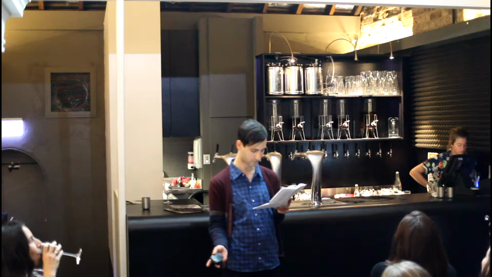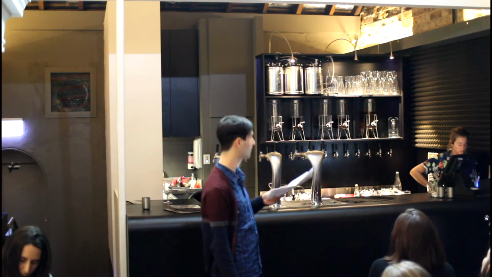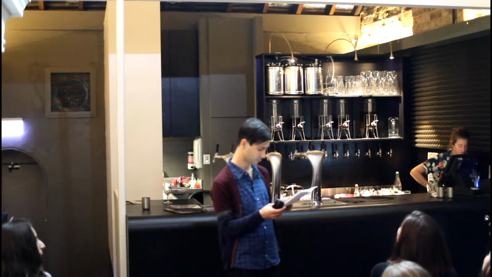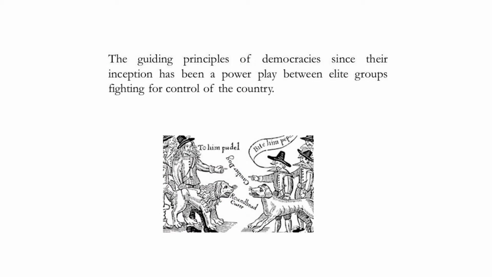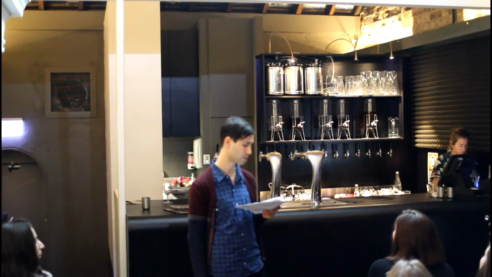And then, again, if you look at the textbooks, just to pick one at random, it says that, like the Magna Carta or the American Revolution, the English Civil War concerned fundamental questions of sovereignty and political rights that are still the guiding principles of democracies today. And in a way, that's kind of right. The guiding principles of democracies since the inception of the English Civil War were pretty much a power play between two elite groups fighting for control of the country, for control of the general population.